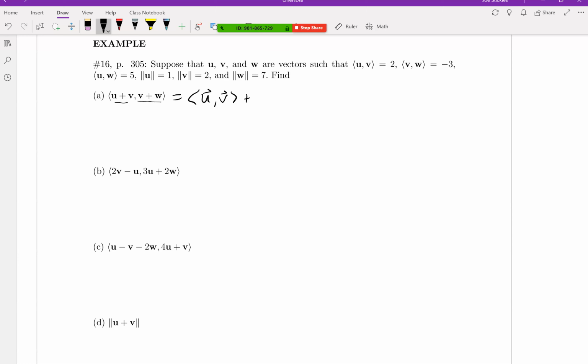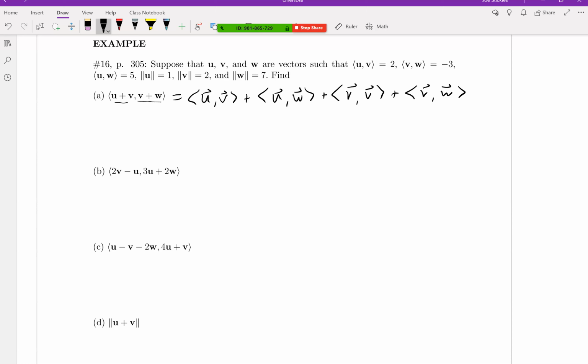Then you get an outer. You get an inner product of u and w. You get an inner. That'll be an inner product with v with itself. And you get a last inner product of v and w. And again, that's just because you have left and right distributivity of your inner product.